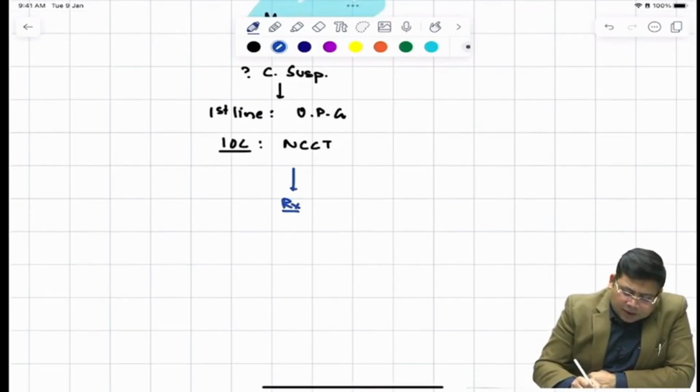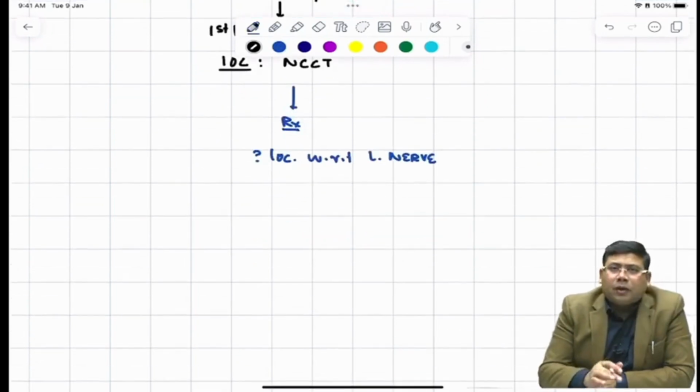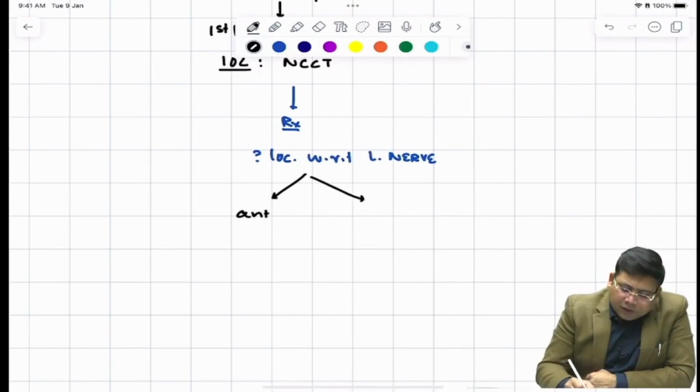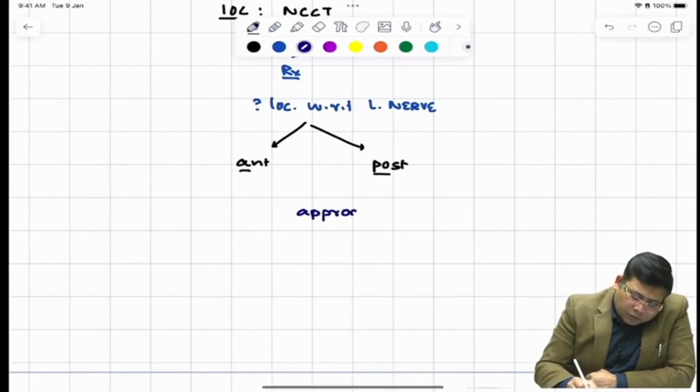Next, what is the important thing that we need to understand? The treatment depends upon location with respect to the lingual nerve. This is very important. If it is located anterior versus if it is located posterior. If it is located anterior to the nerve, the approach for these patients will be the oral approach.